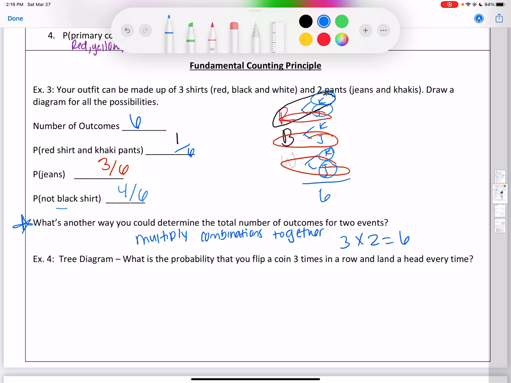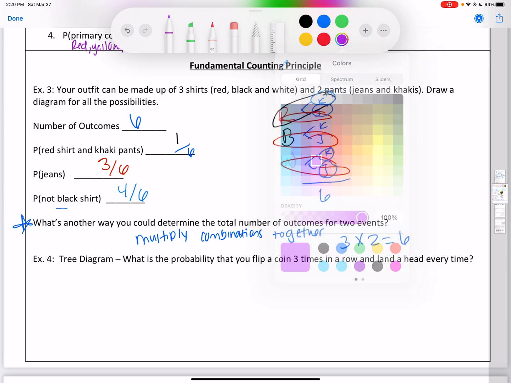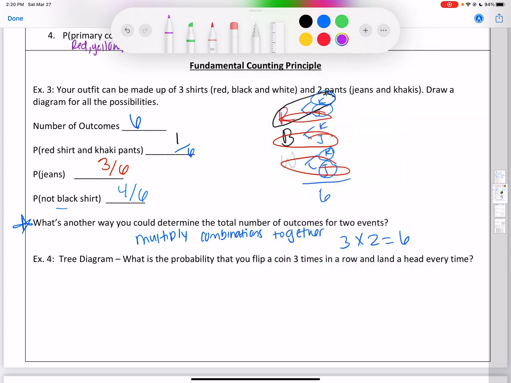Now I could reduce these fractions to 3 over 6 to 1/2 and 4 out of 6. But I like to keep the fractions as their original outcome numbers. So if there's 6 total outcomes, that kind of tells me more about the probability than if I were to reduce those fractions. So another way that we can think about this is something called a tree diagram. A tree diagram basically lists out all the different types of possibilities that you can have.